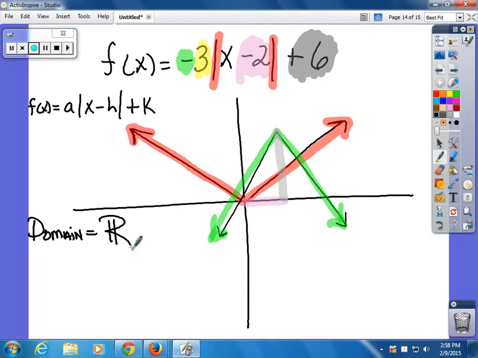Unless I say, okay, the domain is from negative 2 to positive 2. And it would go negative 2, and it would stop right here, and positive 2. Well, negative 2, positive 2. Let's just say right here. So this would not exist. It would just be this line right here. So, but we don't want to do that. Range. Negative 6. Good.